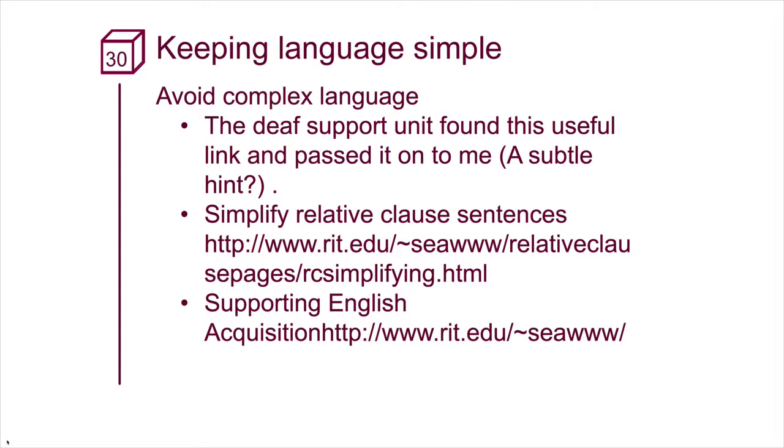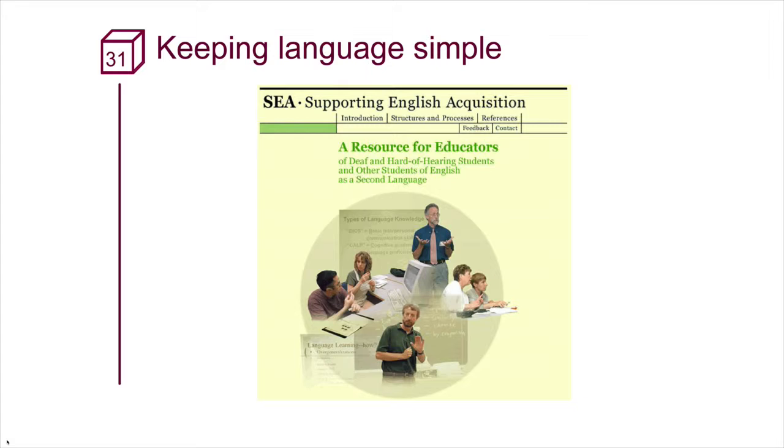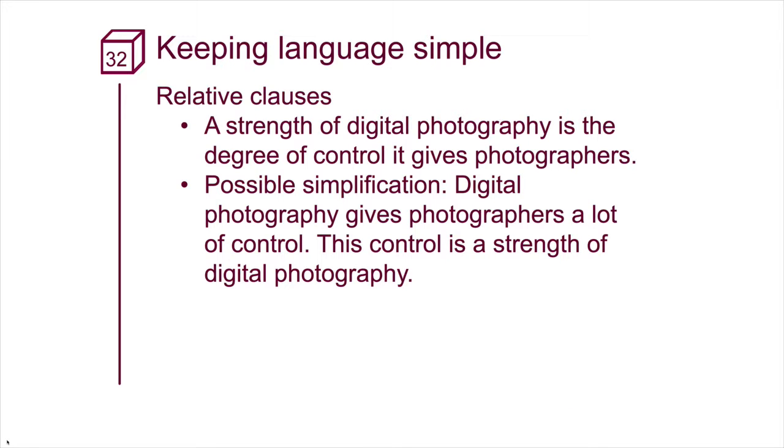Avoid complex language. The Deaf Support Unit found this useful link and passed it on to me. I'm not quite sure if this is a subtle hint, but it's about simplifying relative clause sentences. And this is from the Supporting English Acquisition website. For example, a relative clause like, a strength of digital photography is the degree of control it gives photographers. A possible simplification is, digital photography gives photographers a lot of control. This control is a strength of digital photography.